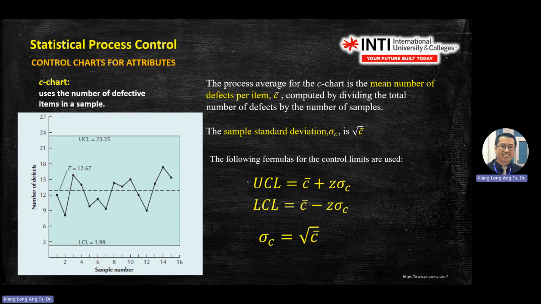Okay, so the standard deviation for the C chart is a bit different compared to the P chart. For the C chart, your standard deviation will be the square root of your mean. If you compare to the P chart, it is quite complex: mean times bracket 1 minus mean, divided by n. But the C chart is much simpler.